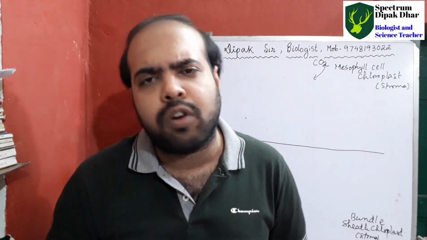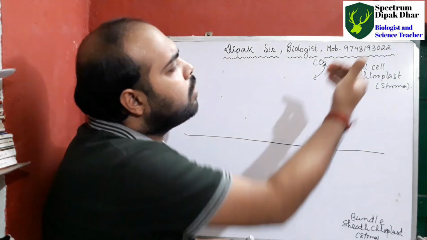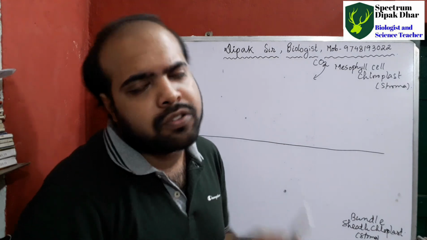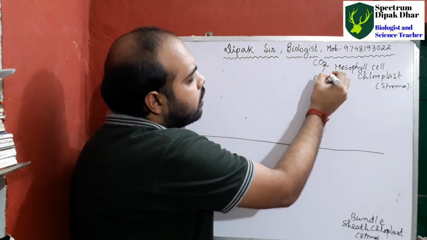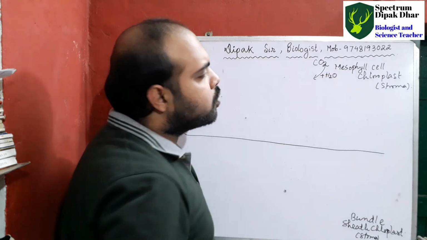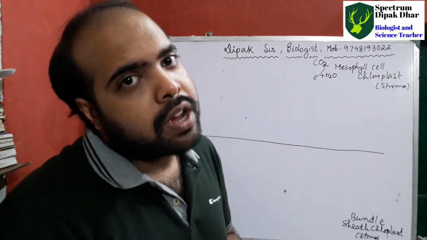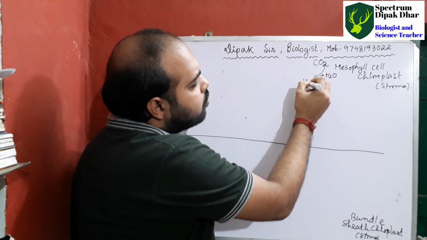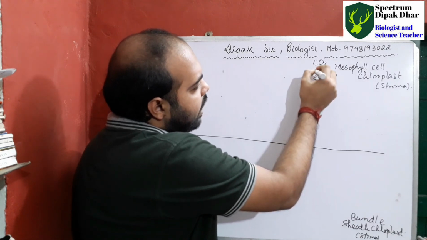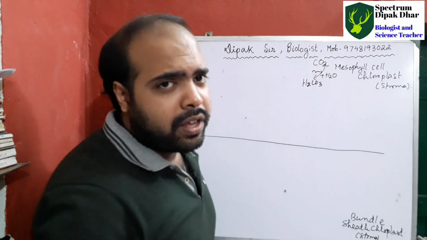You all know the structure of the stomata. So carbon dioxide will enter the mesophyll cell chloroplast through stomata, and it will react with water. It will react with water to form carbonic acid. You all know the formula of the carbonic acid, that is H2CO3, and the enzyme will be carbonic anhydrase.